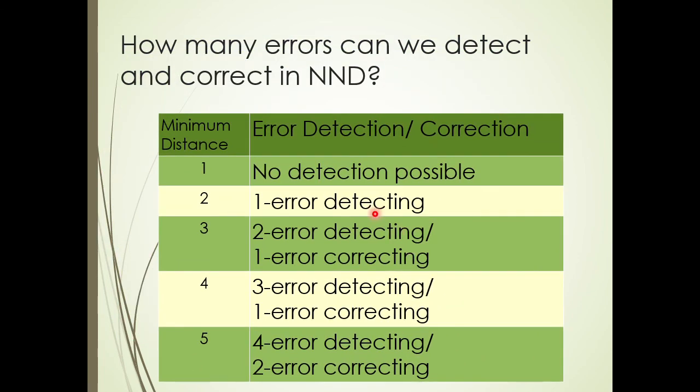So this is a table representing the possible minimum distances and the number of errors it can detect and correct. So for instance, if the minimum distance is 3, then it can detect up to 2-bit errors, but can only correct up to 1-bit error. If the minimum distance is 5, that means it can detect up to 4-bit errors, but can only correct up to 2-bit errors. So this ends the discussion on error detection and error correction codes.